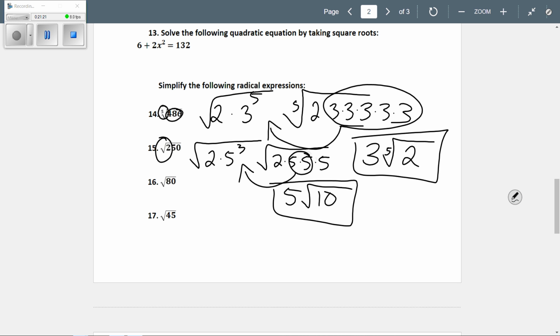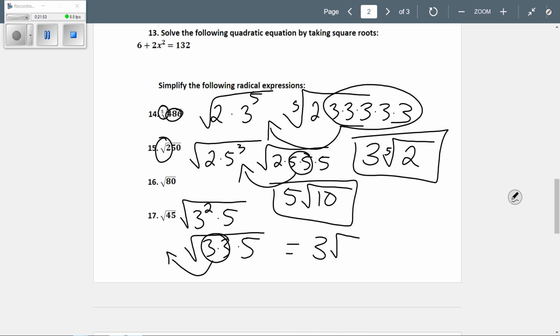All right, and I'll finish it out with one more. I see I'm at about 21.5 minutes, but let's go down to number 17 just to finish it out. Menu 2, 3, 45. We get 3 squared times 5, or 3 times 3 times 5. All right, we're looking for partners. These 3s are partners. They get to leave the house. And the simplest form of square root of 45 is 3 square root 5.